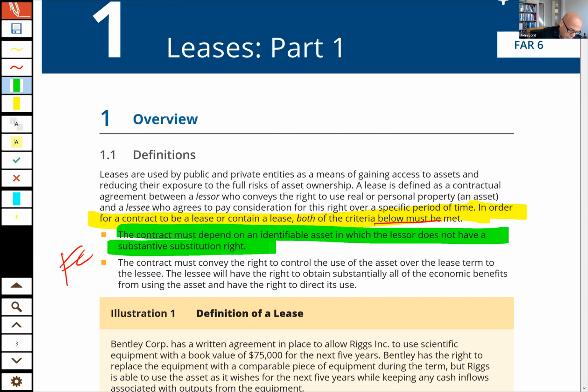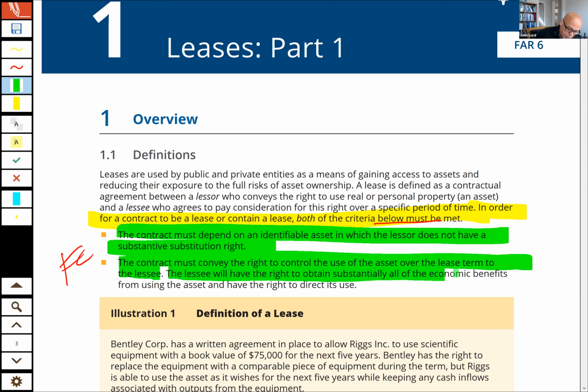And then the contract must convey the right to control the use of the asset over the lease term to the lessee. That's the person that's leasing that from the lessor. And the lessee will have the right to obtain substantially all economic benefit from using the asset and have the right to direct its use. So you can go ahead and flashcard that, but let's just put that into a sort of common sense picture in your mind.